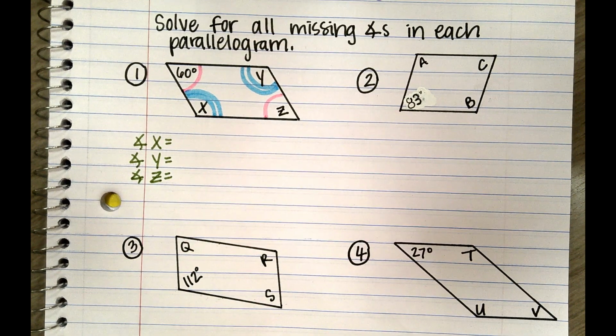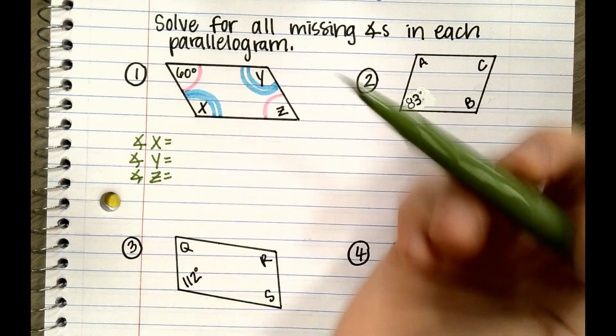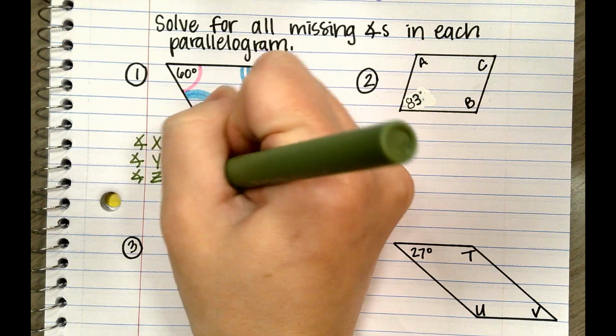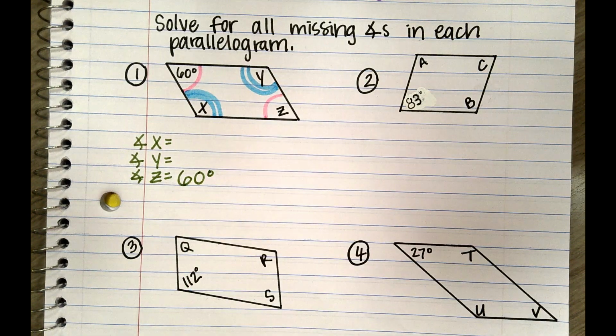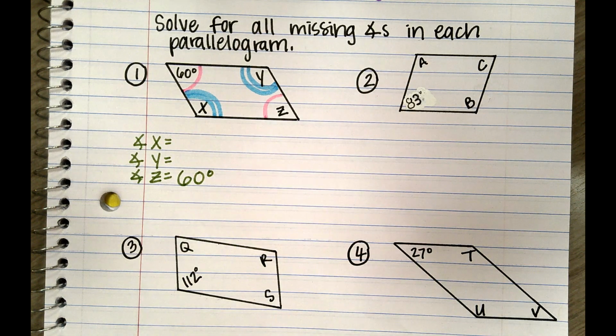So without doing any math, is there one angle that I already know? Z, it's equal to 60. Those are opposite angles. So angle Z is 60 degrees. How would I find angle X and Y? I know that the sum of my interior angles, all four of these, will add up to 360 degrees. So I could set up an equation using the 360.